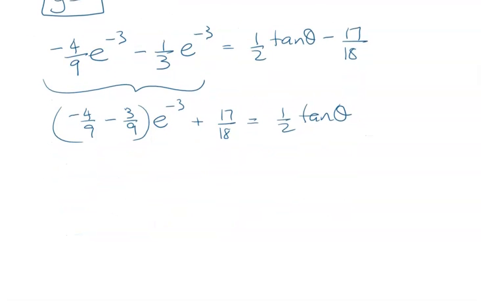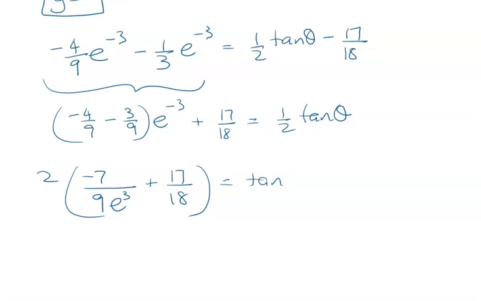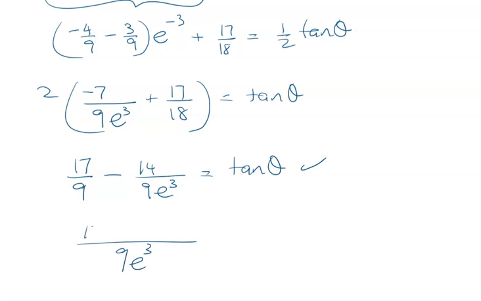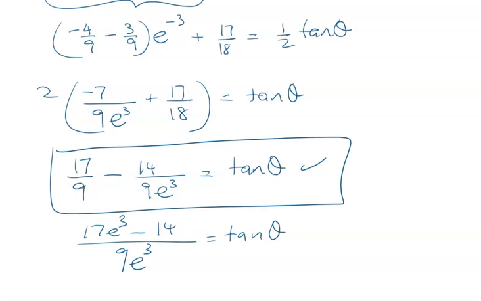So we're back to basically glorified year 9 algebra. What do we have here? We have negative 7/9 e to the power of 3 plus 17/18 all times by 2 is equal to tan theta. Now I'm not happy leaving it like that. I think that looks really ugly. So let's clean it up a bit. We get 17/9 minus 14 over 9 e cubed is equal to tan theta. I'd definitely give that a tick. Or we could do a final answer of 17 minus 14 e cubed over 9 is equal to tan of theta. The mark schedule's got that one there.